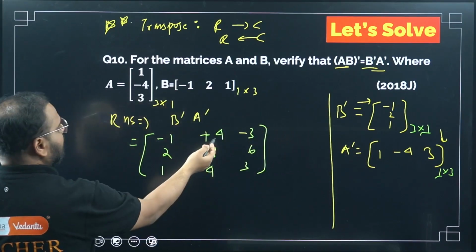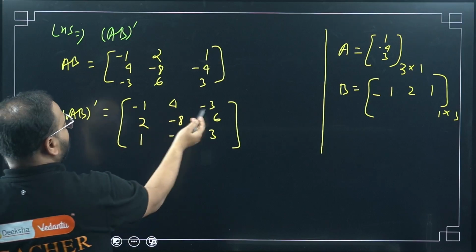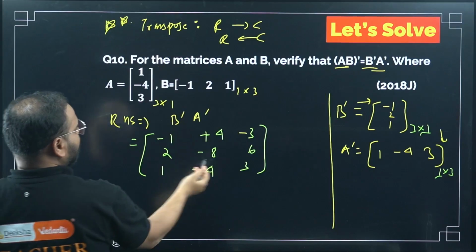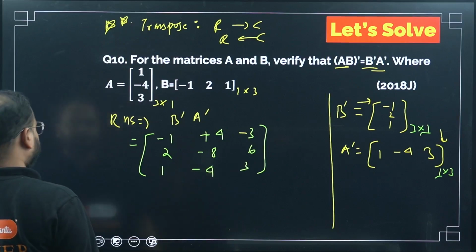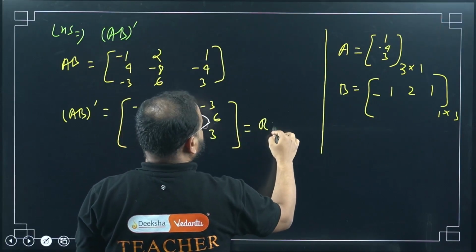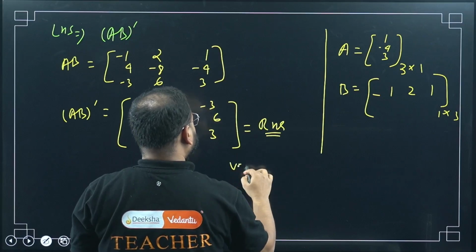Now check here. Minus 1, 4, minus 3. Okay. 2, minus 8, 6. 1, minus 4, 3. So this is simply equal to RHS. What is it? Verified, sir.